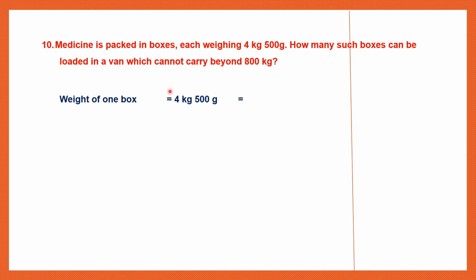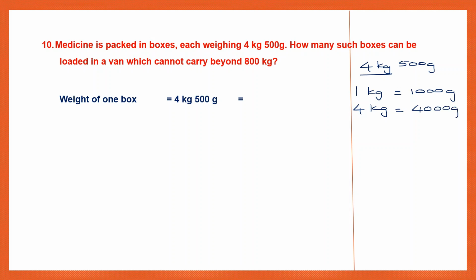Let's begin. The weight of one box is 4 kilograms 500 grams. Now let's convert this all into grams. We're doing this to make our working easier. So 4 kilograms 500 grams, we're going to convert this into grams. Now we know that 1 kilogram has 1000 grams. So 4 kilograms will be 4000 grams, isn't it?